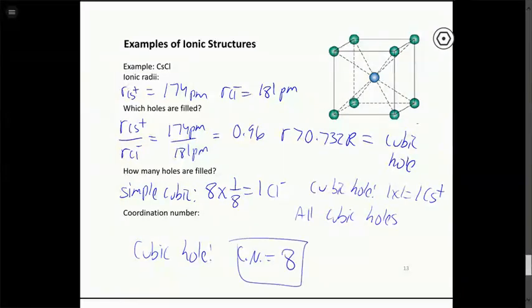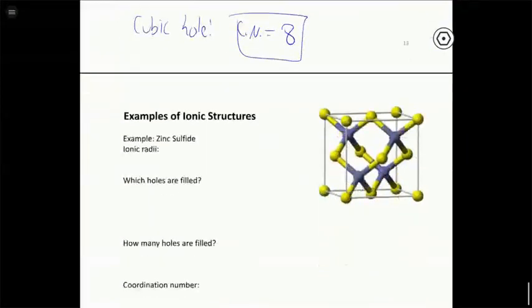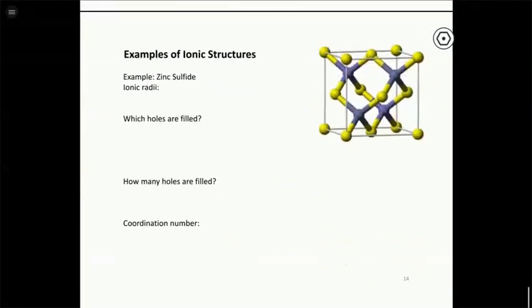So we use the radii to figure out which holes are filled. We use the stoichiometry to figure out how many of them are filled. Again, in this case, we need to fill all the holes to balance the charge. Now, the last one I'll show you is a little bit different in that regard. So the last example I'll give you is zinc sulfide, which we also call zinc blend.